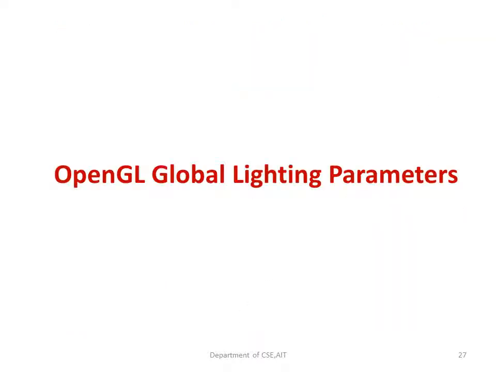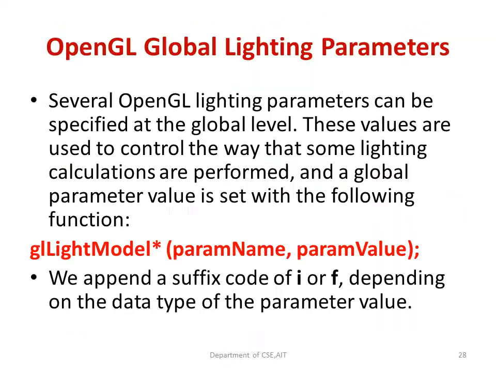Now we will see some global lighting APIs. To set a global lighting in your scenario, you can make use of an API which is called glLightModel. Of course, the star here represents that we can have different types of data, either a floating point or an integer.